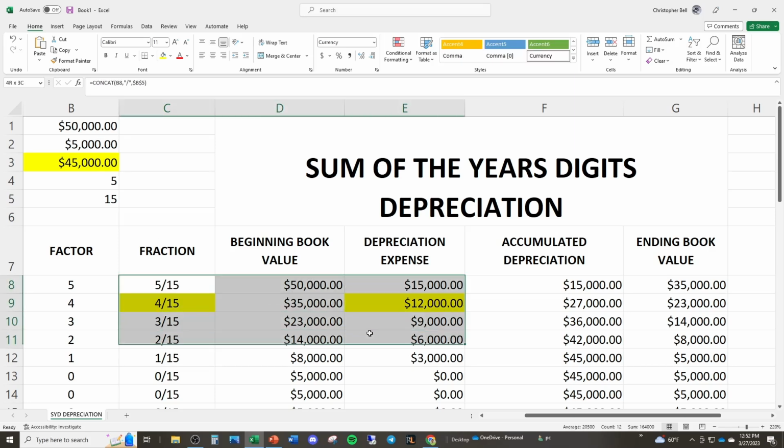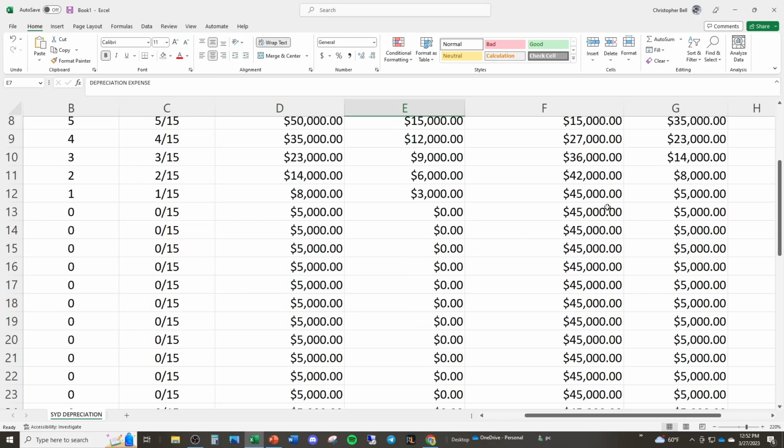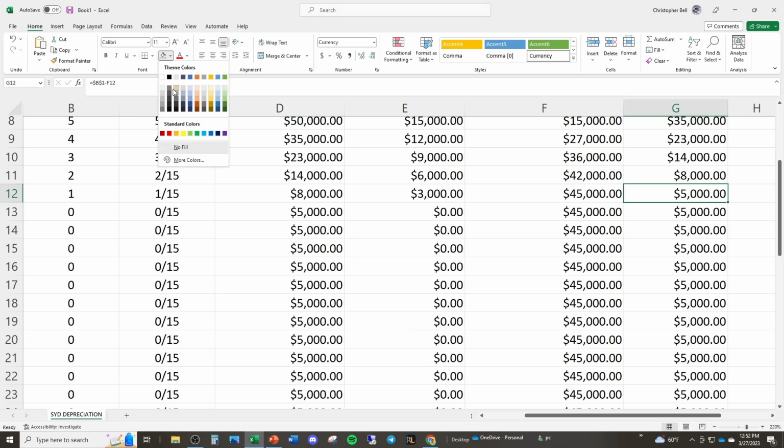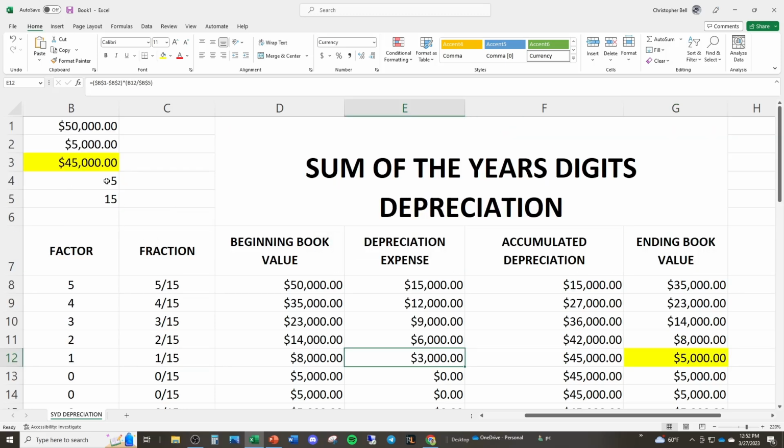And when you get to the final year, guess what your ending book value is? That's right. It is your salvage value. And you know you're right because we've done 5 years. We've taken a total of $45,000 of depreciation. Our accumulated depreciation is $45,000. And our ending book value is $5,000, or 50K minus 45. So that's literally it for sum of the years digits.